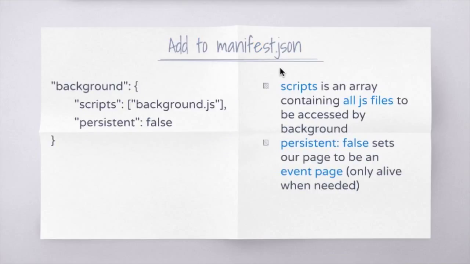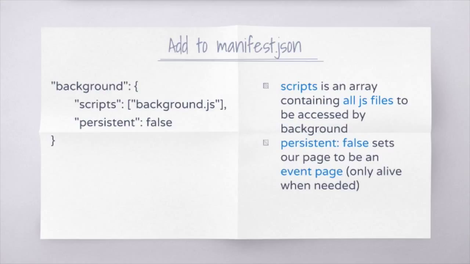So there are some things you have to add to manifest.json. You have to tell Chrome that you have a background.js script that's tied to your background page. We don't have an HTML page. You can have a background.html page, but here it's invisible. So it kind of exists in our imagination. We just know that this code is running in the background. And we're using persistent equal to false, and it sets our page to be an event page.